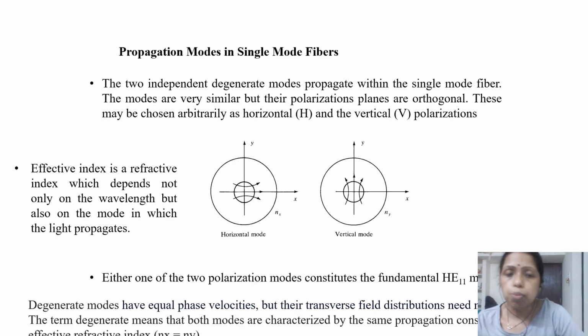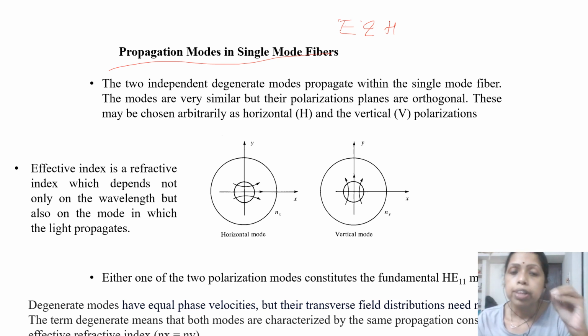Let's come to what modes are available in the case of single mode. These also change some phenomena in single mode optical fiber. What do you mean by polarization? Polarization means, again I want to tell you, the electromagnetic wave has the electric field and the magnetic field. How the electric field and magnetic field are oriented can be vertical as well as horizontal.